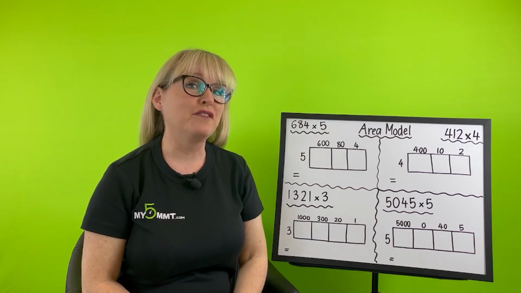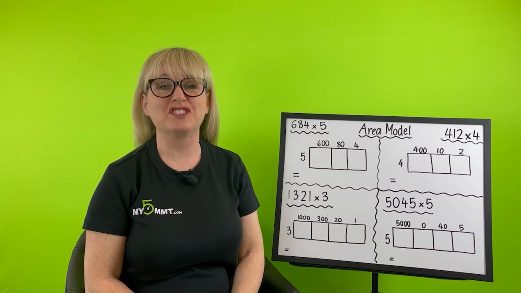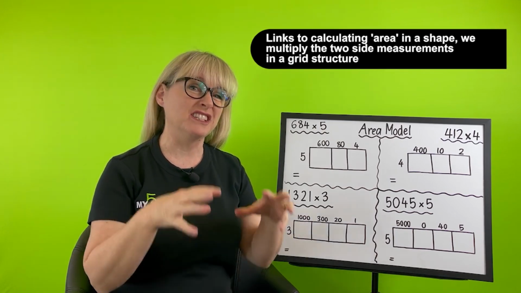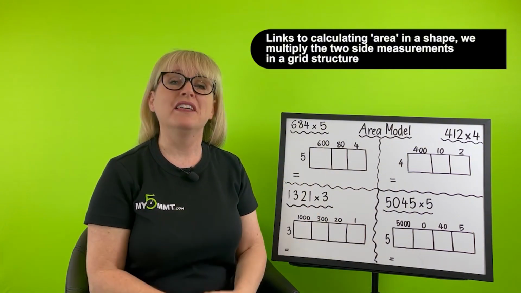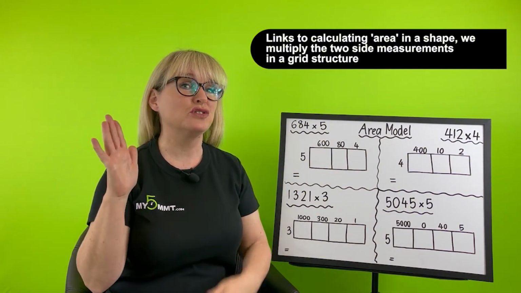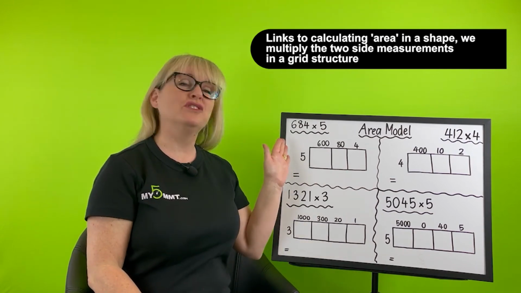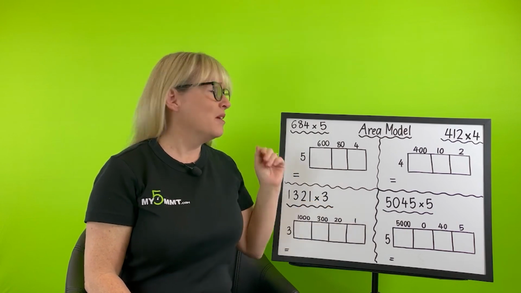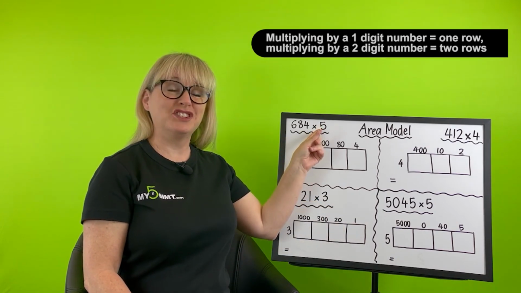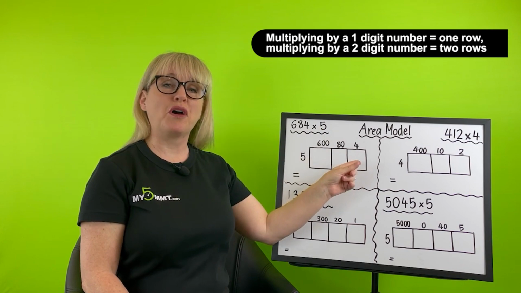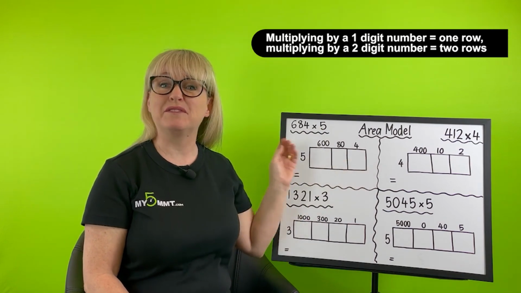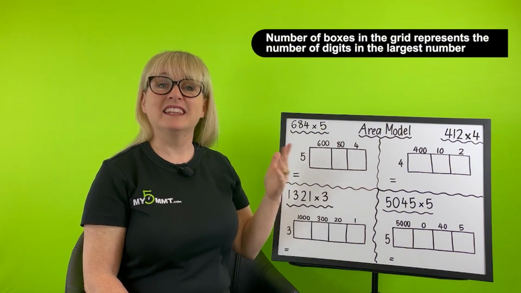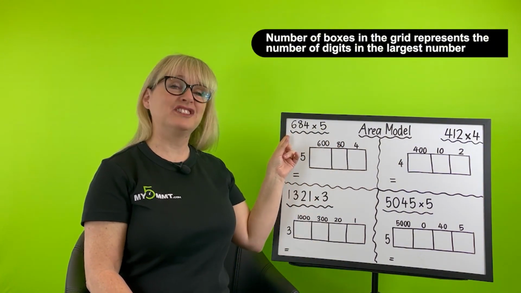This math summary focuses on the multiplication strategy of the area model. And just like when we're calculating area, which is the space in a shape, we're also multiplying the two side measurements, and we use a grid structure to work out our calculations. When we're multiplying by a one-digit number, we have one row, and if it was a two-digit number, we'd have two rows. We've got the number of boxes as the number of digits in our largest number.